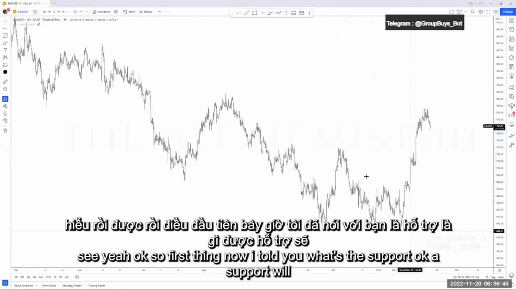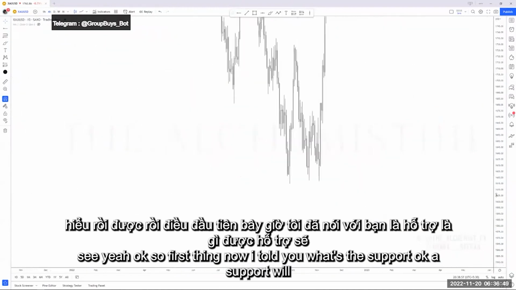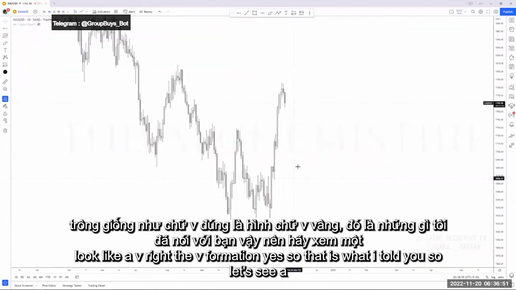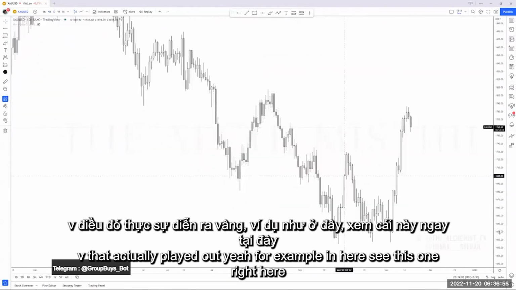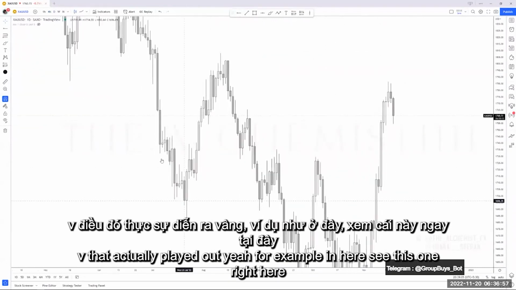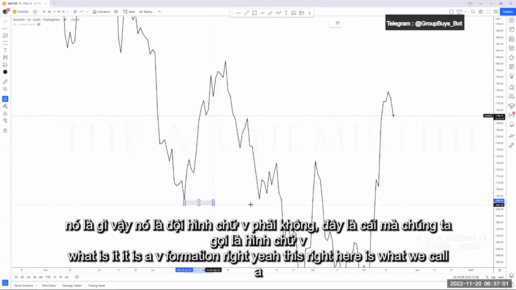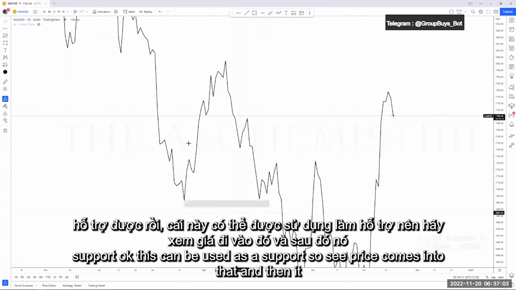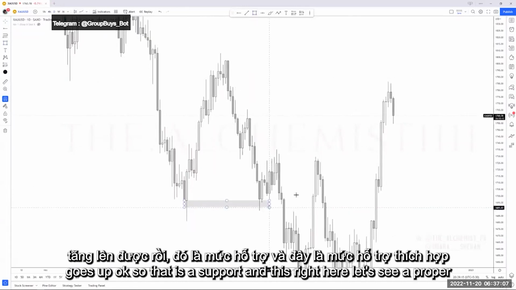So first thing, I told you what a support is. A support will look like a V, the V formation. So let's see a V that actually played out. For example, in here, see this one right here. It is a V formation, right? So this right here is what we call a support. This can be used as a support. See, price comes into that and then it goes up. So that is a support.